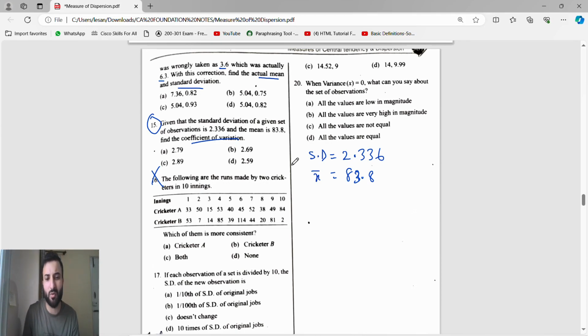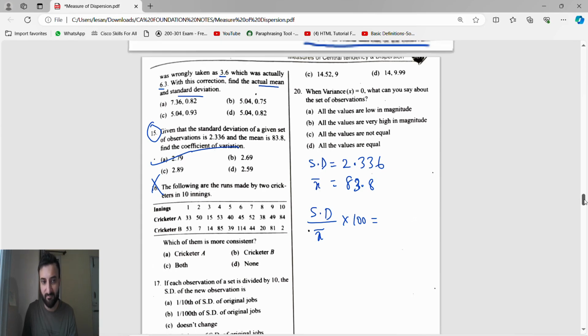So guys, what is the coefficient of variation? Coefficient of variation is nothing but the coefficient of standard deviation. That formula is standard deviation divided by x bar into 100. The standard deviation is 2.336 divided by x bar, which is 83.8. Whatever you get, multiply with 100. So, 2.78. That's it. Very easy.